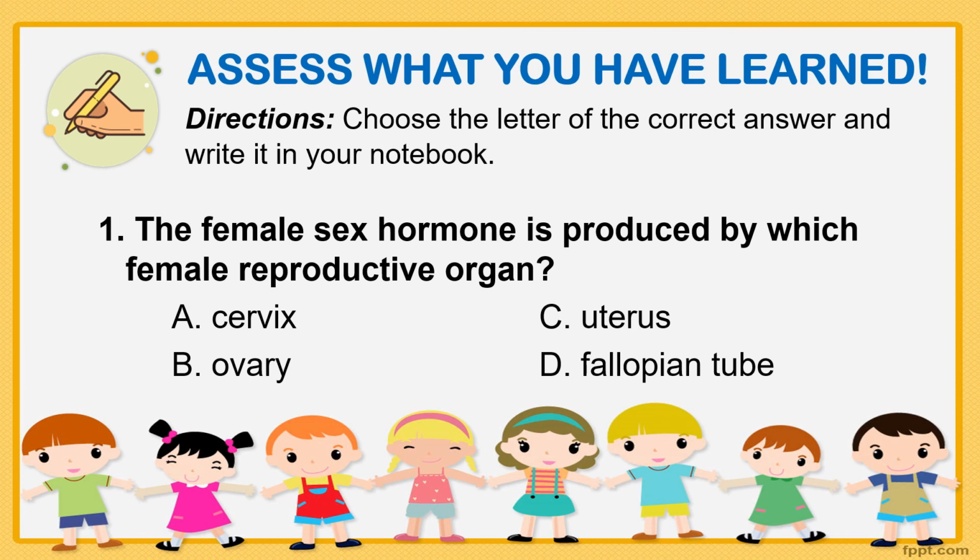And now for the last part of this video lesson, we are going to assess what you have learned. Directions: choose the letter of the correct answer and write it in your notebook. Number 1. The female sex hormone is produced by which female reproductive organ? A. Cervix. B. Ovary. C. Uterus. D. Fallopian tube.